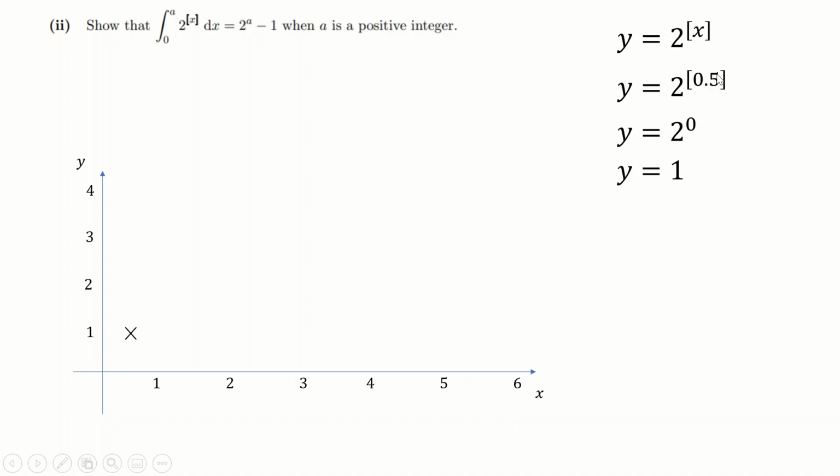0.1 is going to go to 0, 0.9 is going to go to 0, and you still get that. So our first step is there. Now, what if we're between 1 and 2? Well, 1.5, say, rounds down to 1, and 2 to the power 1 is just 2. So that's our next step.